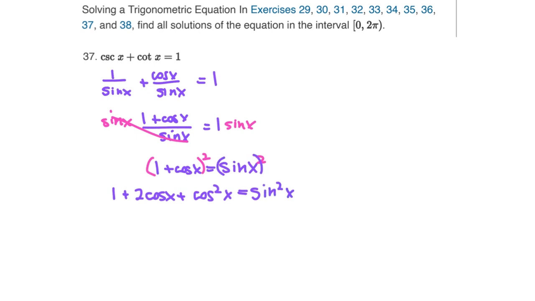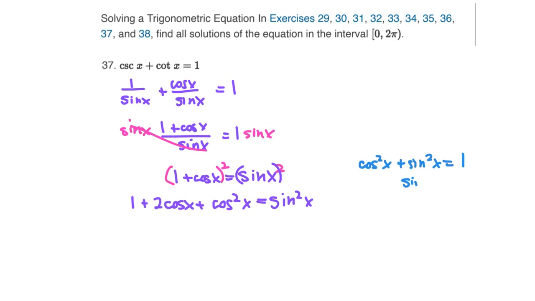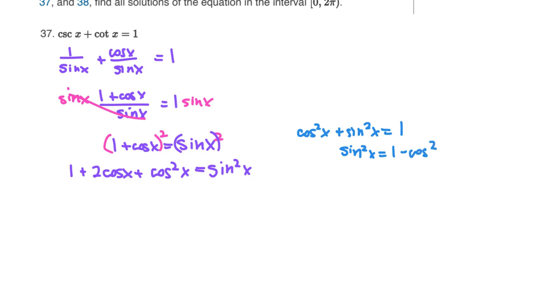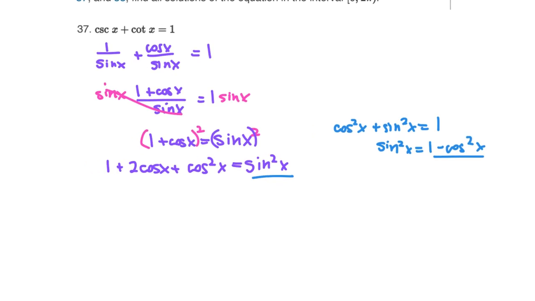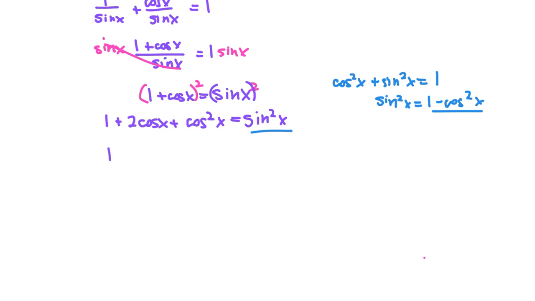And then we're going to use our Pythagorean identity, cosine squared of x plus sine squared of x equals 1. We're going to go ahead and change everything to cosine. So I'm going to isolate my sine squared of x. I'm going to rewrite my Pythagorean identity as sine squared of x equals 1 minus cosine squared of x. Then I'll replace it with this equation here. So 1 plus 2 cosine x plus cosine squared of x equals 1 minus cosine squared of x.